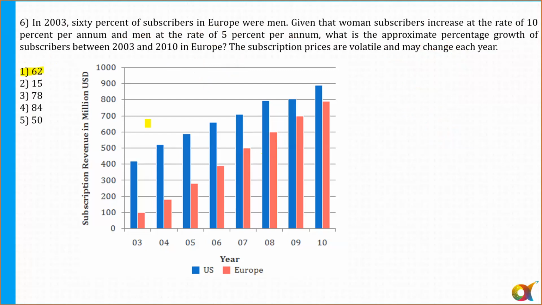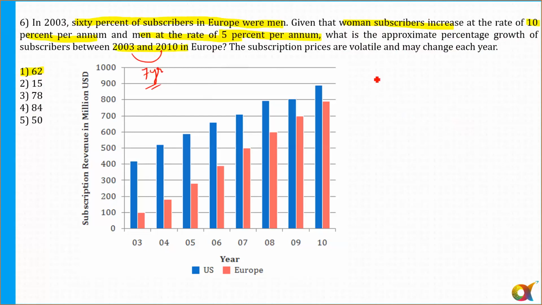It says in 2003, 60% of the subscribers in Europe were men. Given that the women subscribers increase at a rate of 10% per annum, and men at the rate of 5% per annum, what is the approximate percentage growth of subscribers from 2003 to 2010? From 2003 to 2010 there is a total gap of 7 years. The subscription prices are volatile and may change every year, but that is irrelevant. We need to find the number of subscribers.